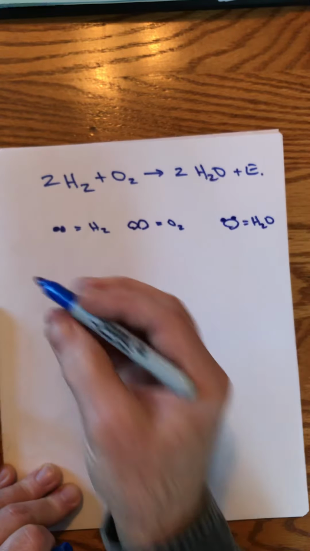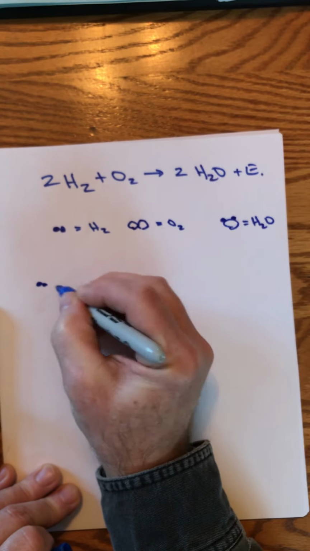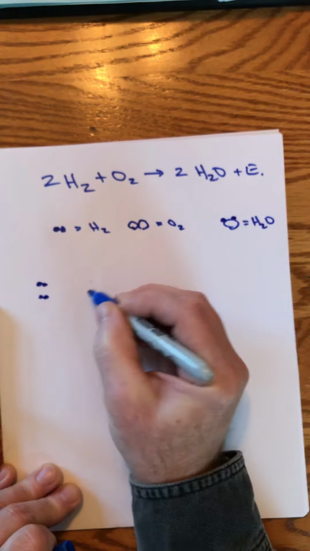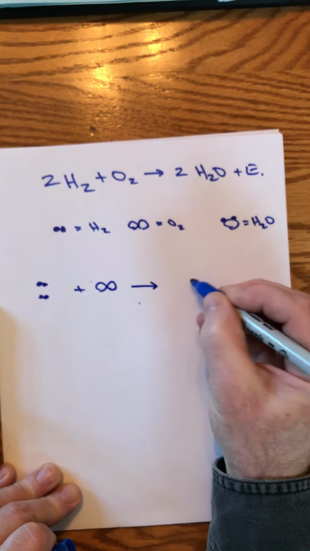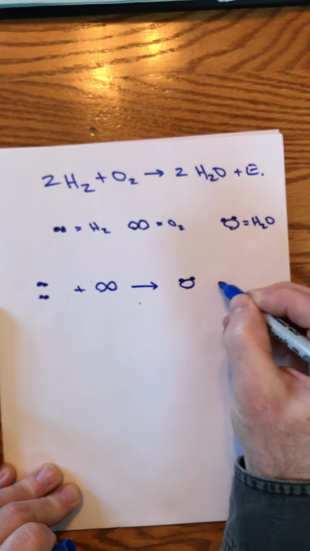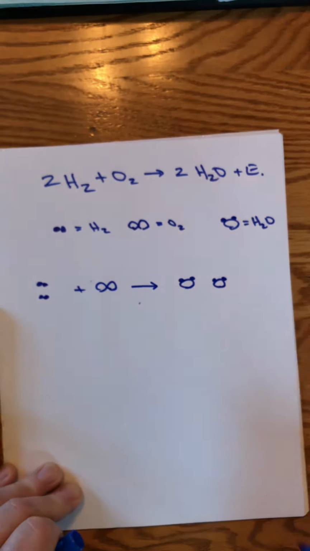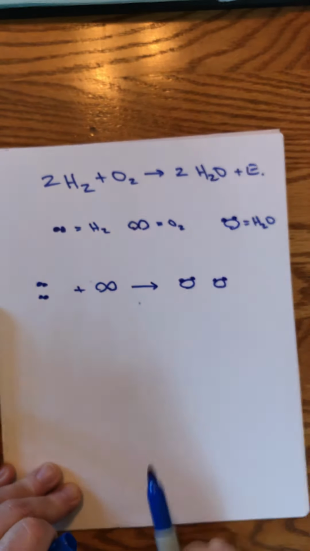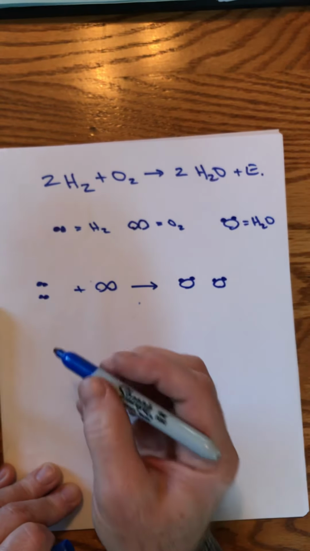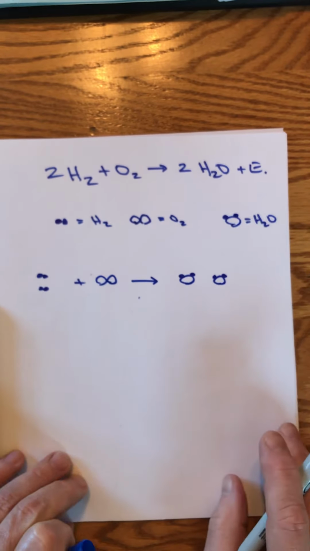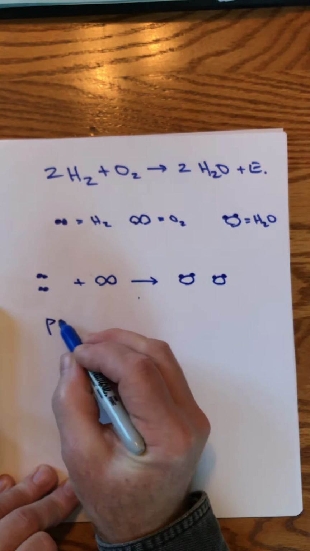Alright, so in my reaction I need 2 H2s and an O2, and I'm going to form 2 waters. That's a summary. How does it get from being this into that? You can propose a mechanism. You can't see this, but you can propose a mechanism.